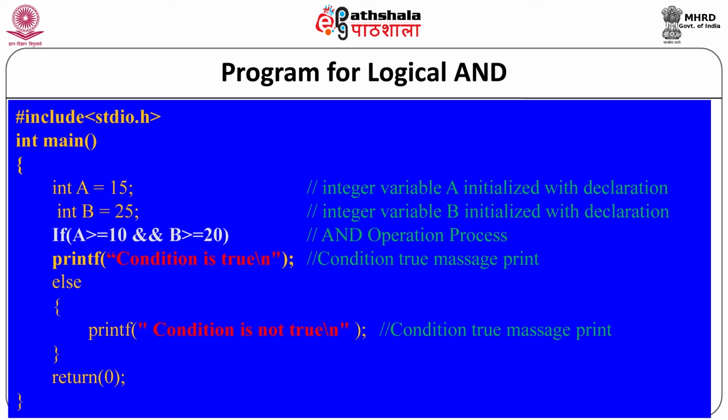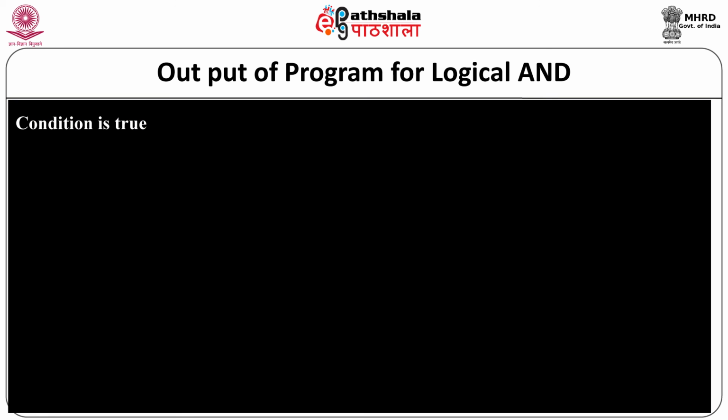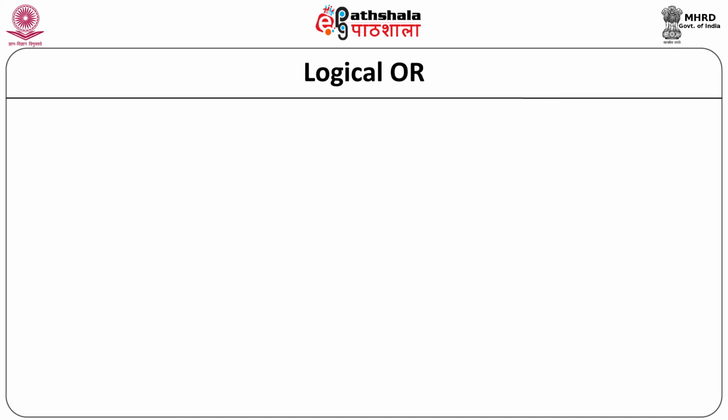It means if condition, that is A greater than or equal to 10 and B greater than or equal to 20, both are true, it means output of AND gate is true. So, printf condition is true, that will be executed and result will be displayed only for that statement. Else body will not be executed because your condition is true. So, else body will be executed when condition is false. You can see this is the result of logical AND program. The next logical operator is logical OR.